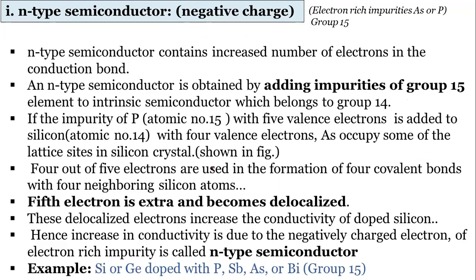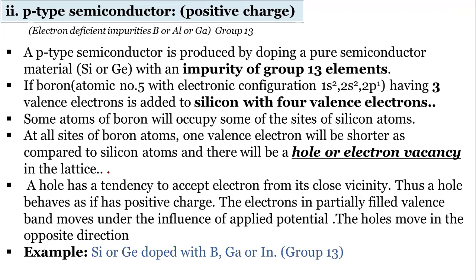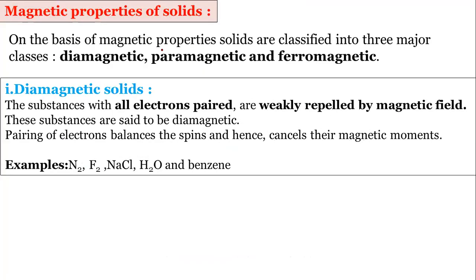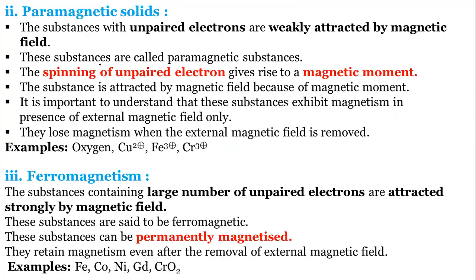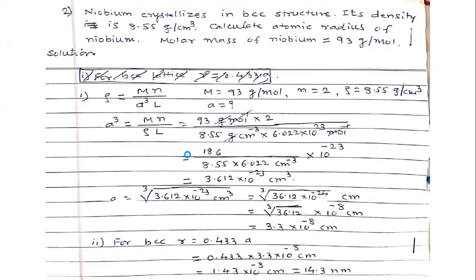Detailed notes I have given in this chapter. Those students who want to prepare for competitive examinations, JEE, NEET, and CET, go through these notes, because I have taken these notes from 3 to 4 different textbooks and reference books: P type semiconductor, N type semiconductor. In detail, I have explained magnetic properties. There are three kinds: diamagnetic solids, paramagnetic solids, ferromagnetic. Some of the part is also repeated in physics, and all the numericals are given here.